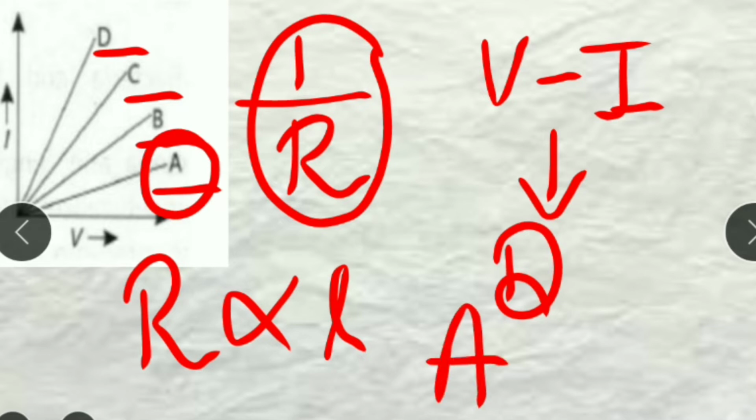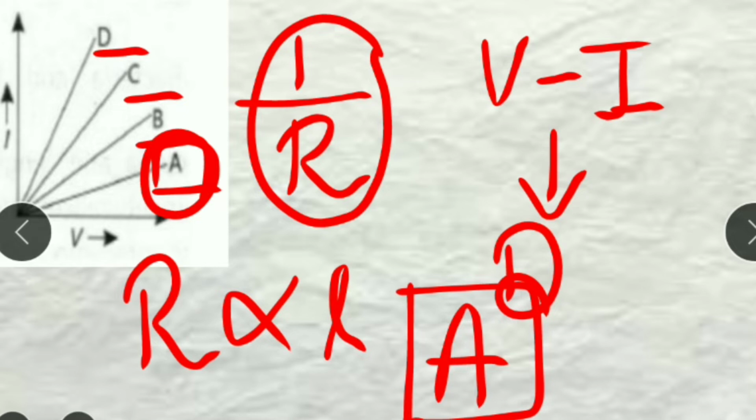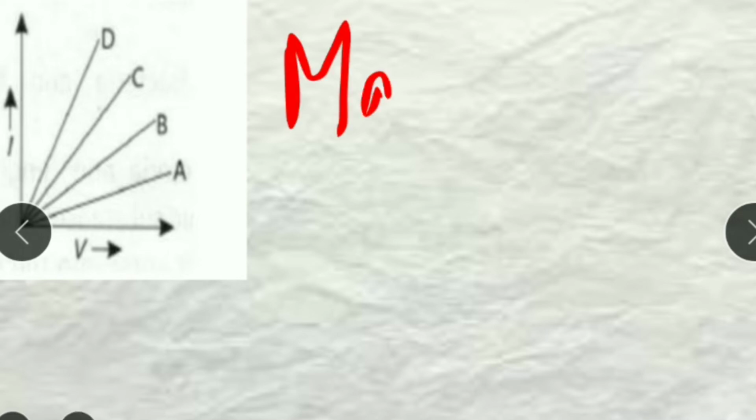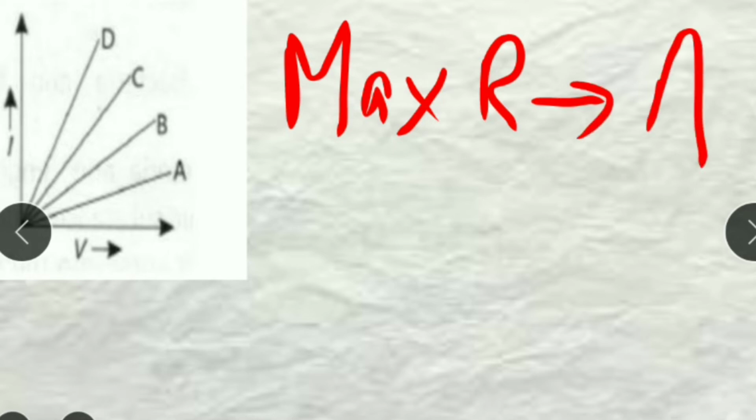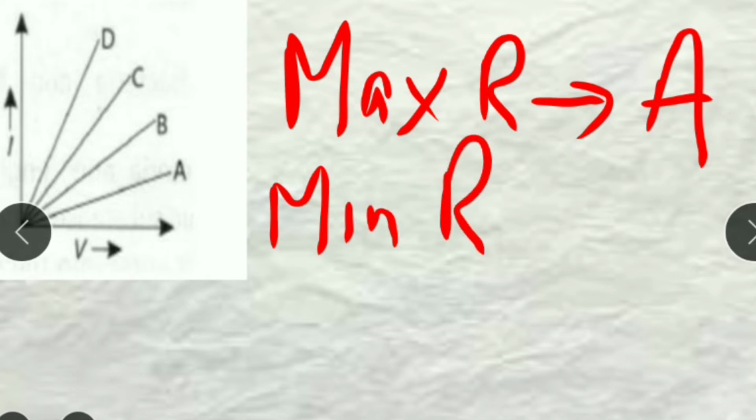So if it has been asked which among the following, there are 4 slopes as you can see, A, B, C and D, which among the following is having maximum resistance? The answer would be A. Moving ahead, as I told you, the maximum resistance is of A and the minimum resistance, obviously, would be of D, since it is an IV graph.